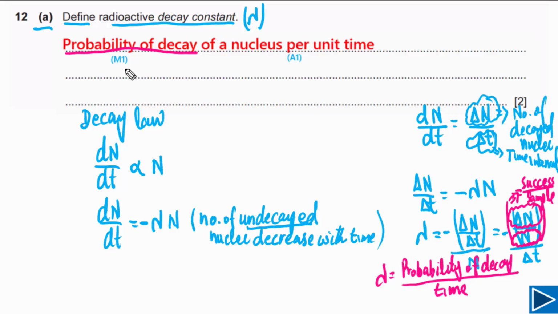If you write down this one, you will get 1 mark, and this is the M mark, meaning you must write down this. And the second mark is if you have written per unit time, you will get the second mark. So this question has 2 marks in total, and this is how you need to write down the final answer.